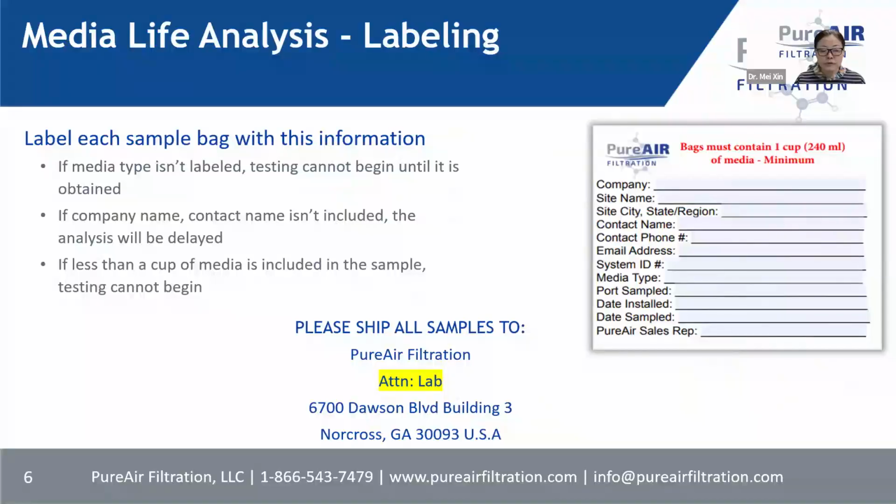Next is very important information about labeling. If you send a sample without proper labeling, we either may reject and re-request it, or the analysis will be delayed. We need to know the media type, company name, contact name, and the sample ID. That means where you collected the sample, when you collected it, and which system it came from. With all the information, we can analyze your sample in a timely manner.